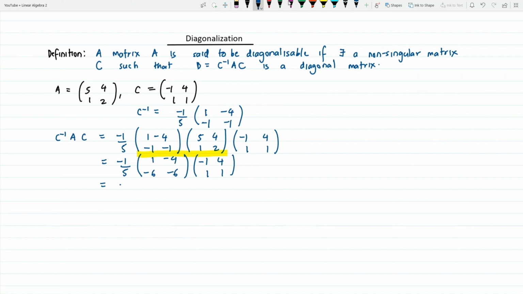Now let's multiply the last two matrices which are remaining. We are going to get -5, 0, 0 and -30. And lastly, moving the -1 over 5 as a scalar inside, our matrix reduces to 1, 0, 0, 6. Now it can be seen that the result which we have got is a diagonal matrix and hence we come to the conclusion that A is diagonalizable.